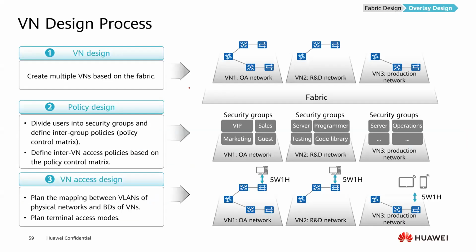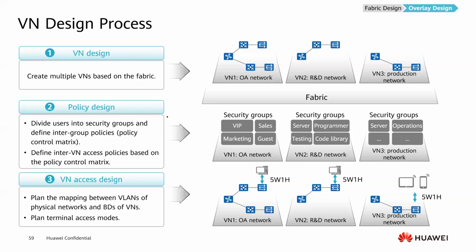And after you configure the fabric, for the resource pool, you need to think about the VNs. For the VNs, it goes through these 3 steps. First is the VN design. You need to create multiple designs based on the services the campus network needs to support. For the OA, for the RD, for the production, and they need to be isolated from each other by default.